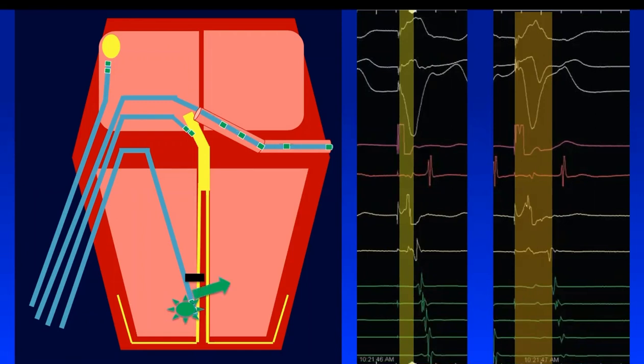So the impulses have to travel from the right ventricle into the left ventricle. This will cause about an 80 millisecond delay, and then it travels up through the left bundle, through the HIS and through the AV node. So how do we know this? It is the same schematic.